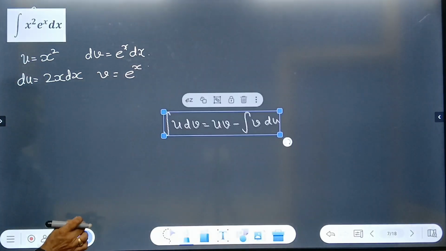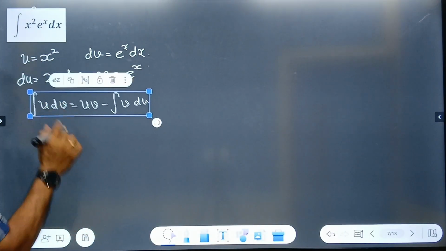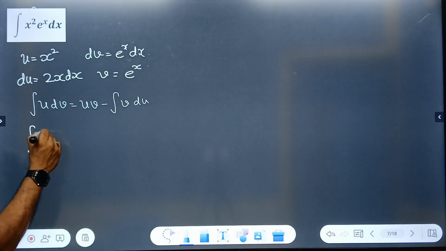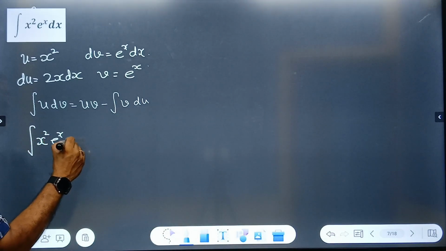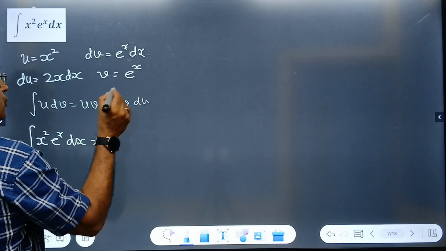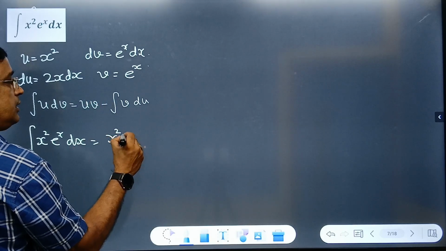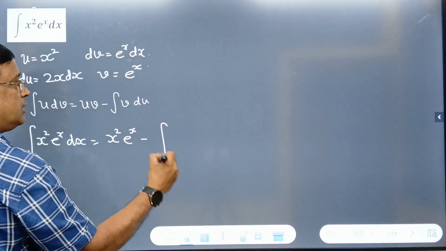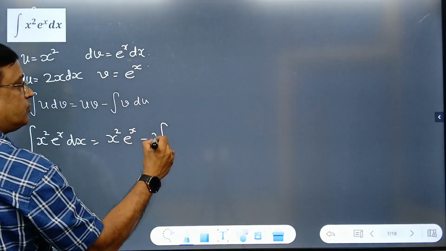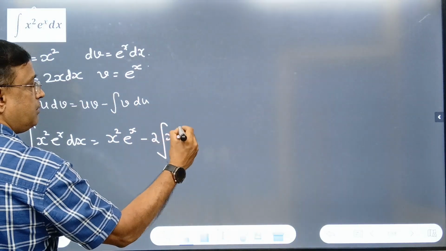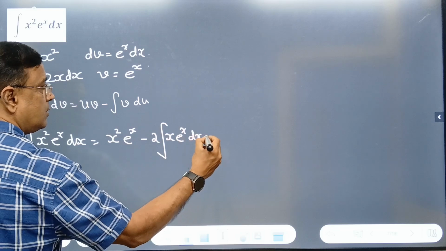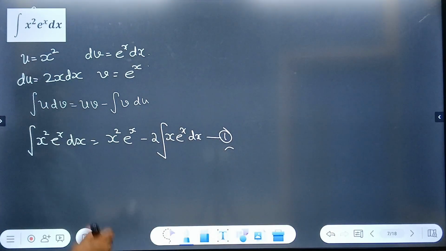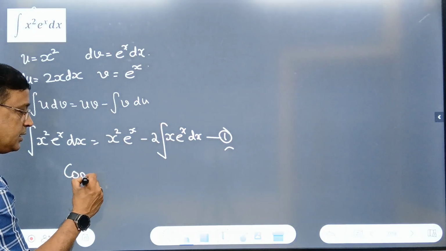Now the parts formula. So this is integration by parts. If you apply this here, you get integral x square e power x dx equal to uv, x square e power x, uv minus integral v du. So 2 is constant, x e power x dx. Call this as 1. Now how to integrate x e power x? I will take that separately.